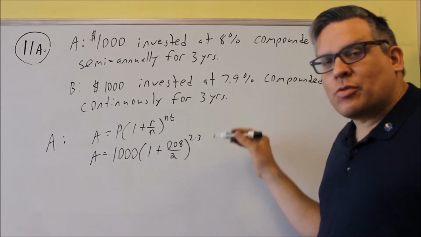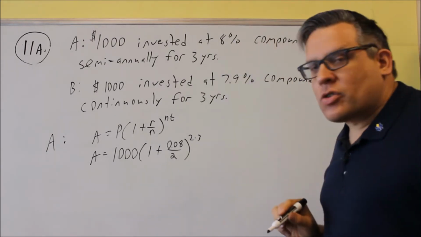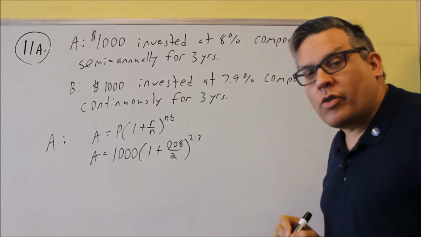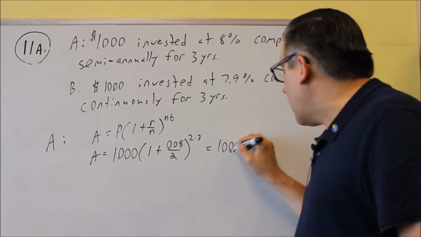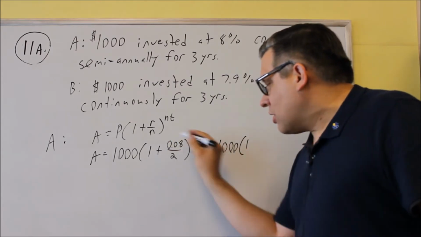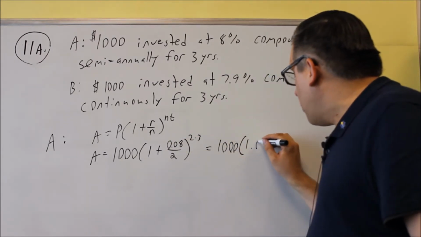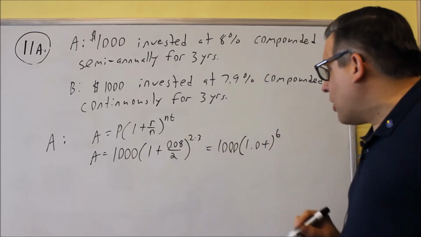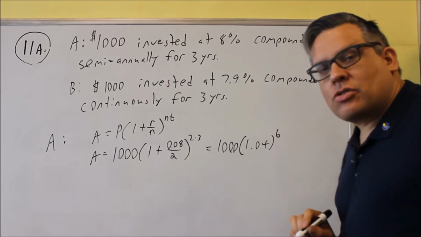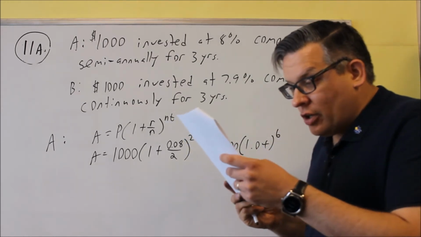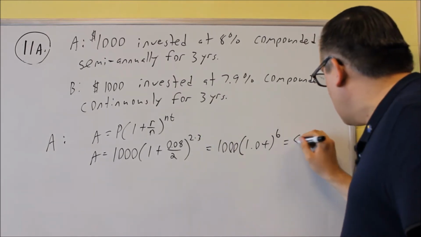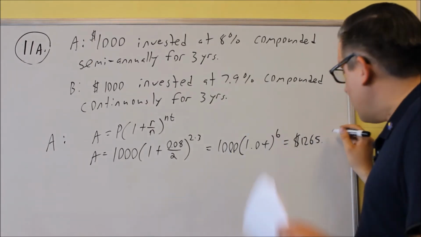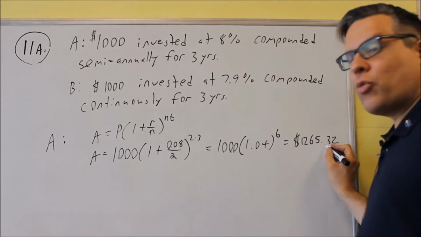Your interest rate has to be written as a decimal. So 8%, that means we move it 2 places to the left, and that's how we get the 0.08. This is the same thing as 1,000 times, if we combine all that together, 1.04 to the 6th power. So we work the inside part out first, then we can put this into our calculator, and you're going to get 1265 and 32 cents. So 1265.32 we get.